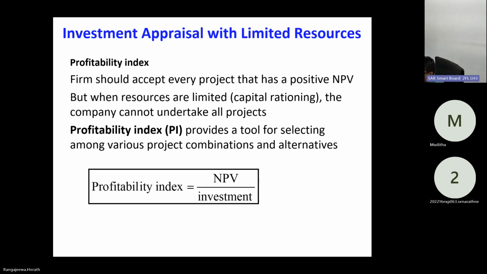So we have projects with different initial cash outflow. If the same initial cash outflow, you can determine based on the PV. Right? Machine A 10 million, machine B 10 million, machine C 10 million. You calculate NPV of all three machines. Highest positive NPV you can select.